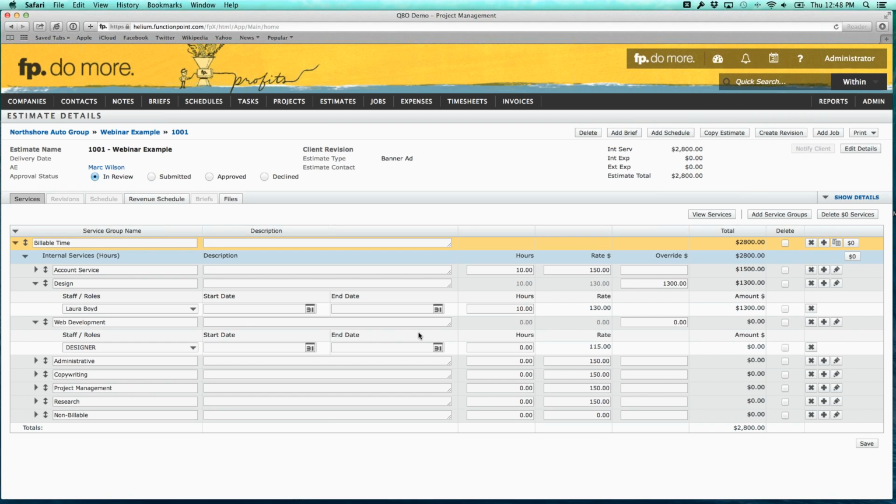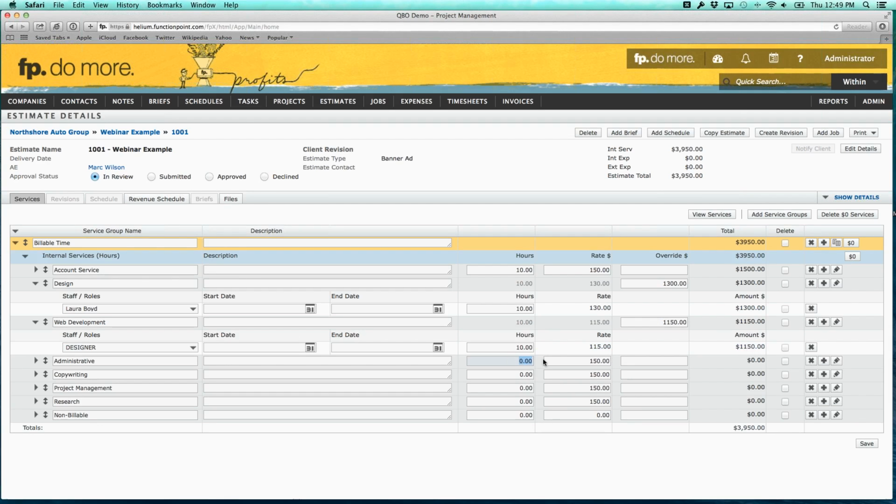Awesome. So I just kind of refreshed this. Notice that I chose the role level of designer and I have a rate of 115. I'm going to drop in, let's say 10 hours here as well. So there's 3 values that I have here. I have 1,500 at the top, 10 hours at 150. I then have 10 hours specifically for Laura at 130, that's 1,300. I then have 10 hours for the designer role at 115, that's 1,150.